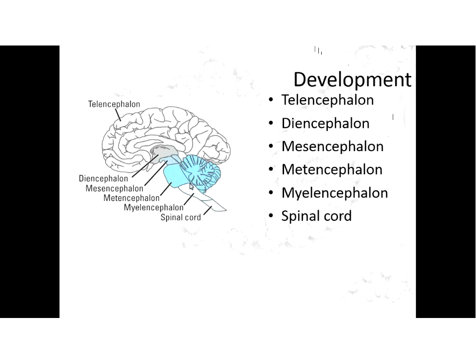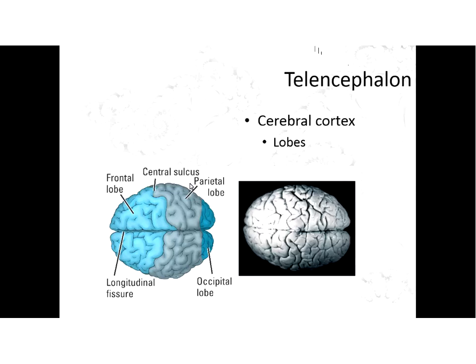So just to review, we have the telencephalon, the diencephalon, the mesencephalon, the metencephalon, the myelencephalon, and the spinal cord. They all represent certain divisions of the central nervous system that we'll talk about across our different portions of the central nervous system here. So we'll start at the very beginning, the telencephalon, and talk about the cerebral cortex.